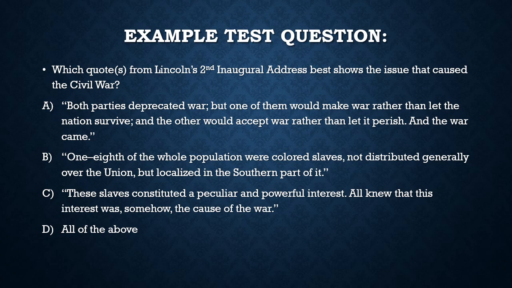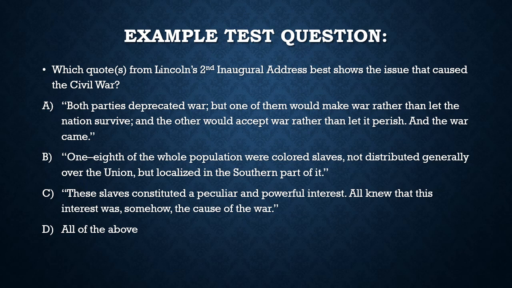One eighth of the whole population were colored slaves, not distributed generally over the Union, but localized in the southern part of it. Lincoln did express that slavery was the main issue of the Civil War, so we would think B is a pretty good answer. However, it doesn't actually say that in B. If you just look at the quote, nowhere in B does it say that it's the cause of the Civil War. So again, it's missing part of it. So B is actually not a good answer either. But then we get on to C.